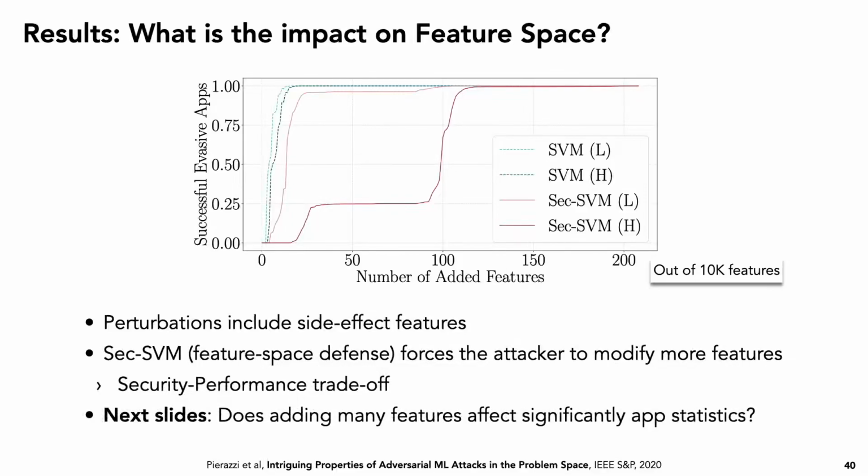So this plot shows the total number of features that we need to add in order to evade each classifier. And while the high confidence attack against SecSVM does require, in some cases, over 100 features to be added, this is still a small proportion of the total features. And in every case, we're still able to make those perturbations and achieve a misclassification without violating our problem space constraints.